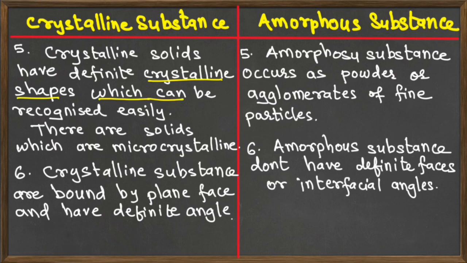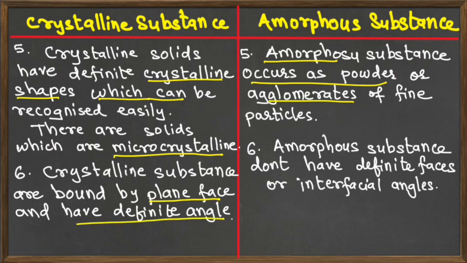There are solids which are microcrystalline also, and obviously amorphous substances occur as a powder form. They are available as agglomerates of fine particles, but they are not having any crystalline shape. Then crystalline substances are bound by plane phase and have definite angle, but amorphous substances don't have any phase, they don't have any interfacial angle. So these are some of the point of differences between crystalline substances and amorphous substances.